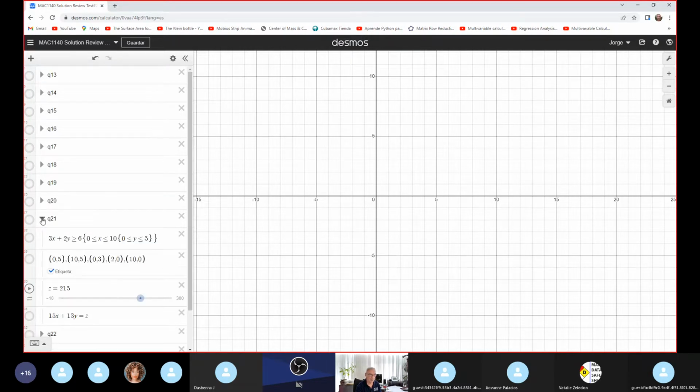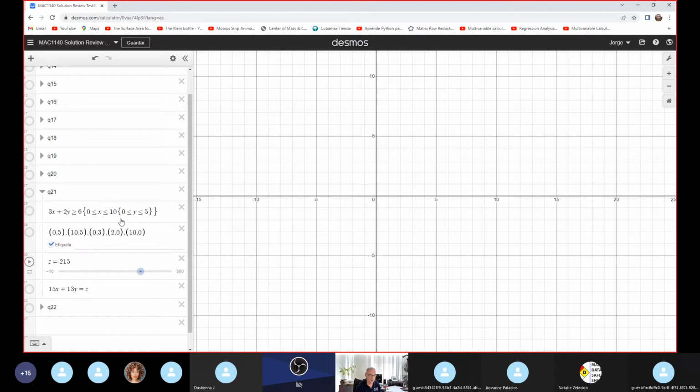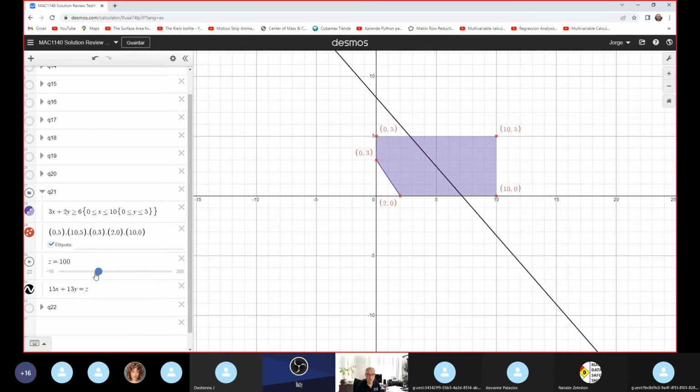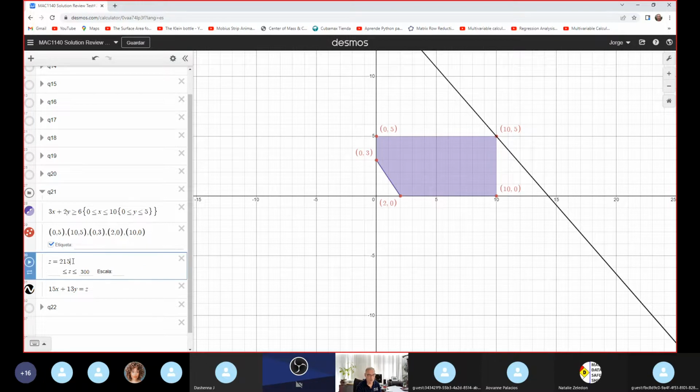Okay, look at that. This is the inequality. Of course, you type in the inequality, separated by curly brackets. The order is not important. And you get something like that. I try to create a slider to move the objective function. However, in the position exactly in the corner, let's maximize. The answer is 215. Look at this, and the value for this slider.